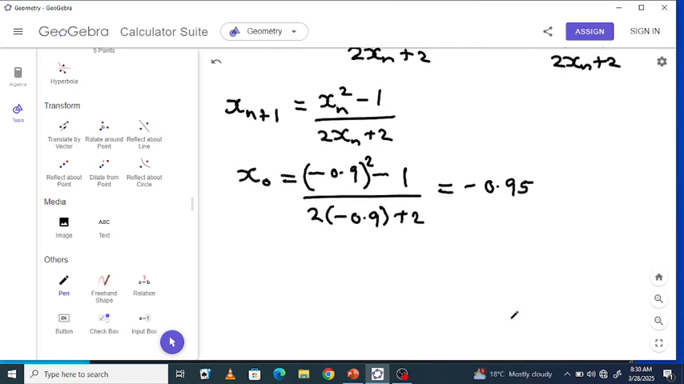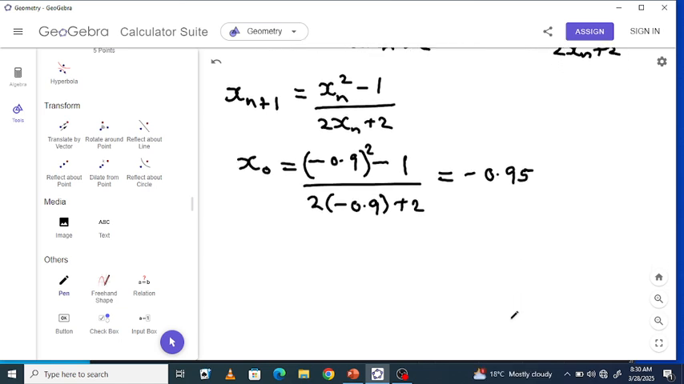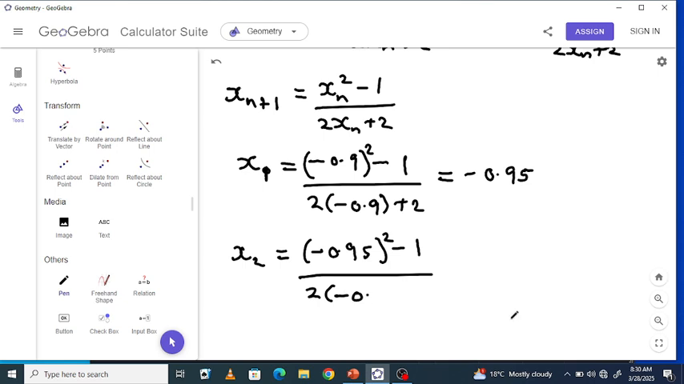And remember, we said that if n is 0, this becomes x1. When n is 1, it becomes x2. And now here you'll have x1 squared, which is negative 0.95 squared minus 1 over 2 into negative 0.95 plus 2, of which if you solve you get negative 0.975.